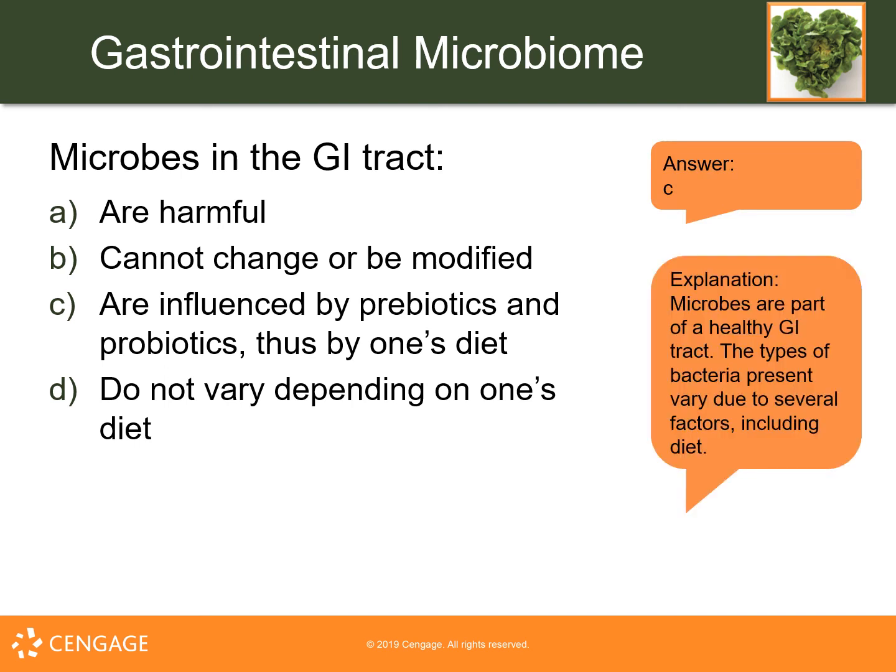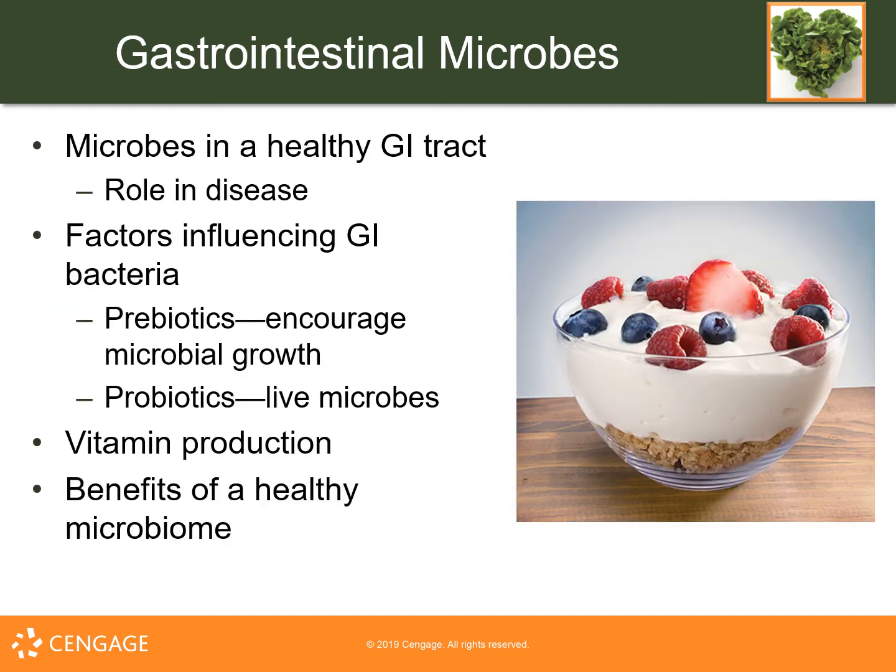Microbes in the GI tract are influenced by prebiotics and probiotics, thus by one's diet. Your gut microbiome has about 100 trillion microbes. Think bacteria, viruses, fungi, etc. GI microbes can help promote health. Non-obese people tend to have a more diverse microbe composition than obese people. Changes in microbiota composition and activity are associated with IBS and obesity.